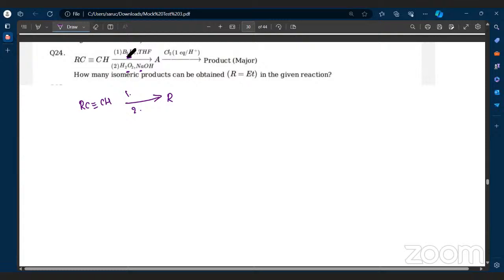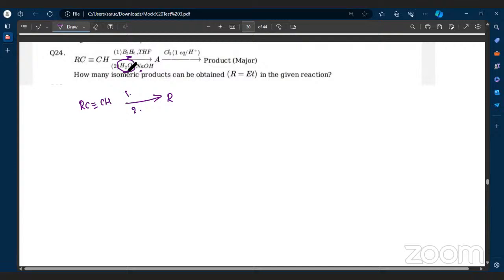B2H6, H2O2, NaOH. When peroxide is present, what will it follow, Markovnikov's rule or anti-Markovnikov's rule? It will follow the anti-Markovnikov rule. So here we are adding water, H2O2.